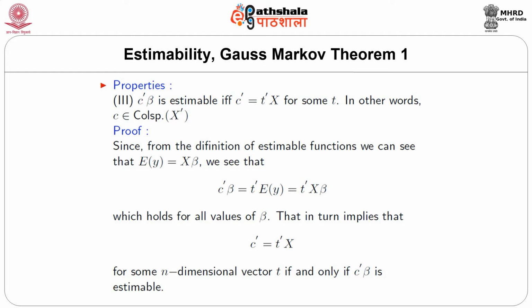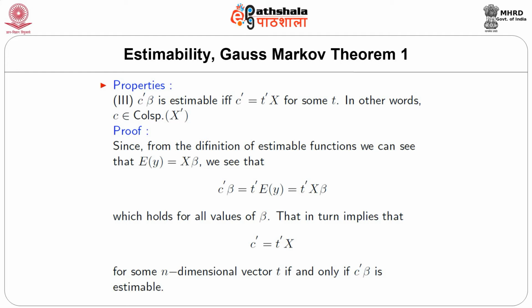To show that the converse is also true, assume that C transpose H equals C transpose holds. Then C transpose equals C transpose X transpose X G inverse X transpose X, equal to T transpose X, where T transpose equals C transpose times X transpose X G inverse X transpose. Thus we get that C prime beta is estimable.